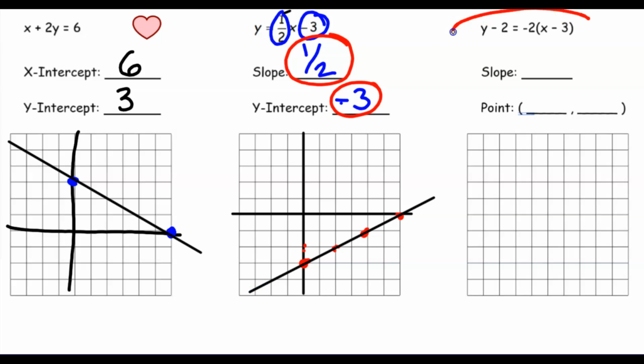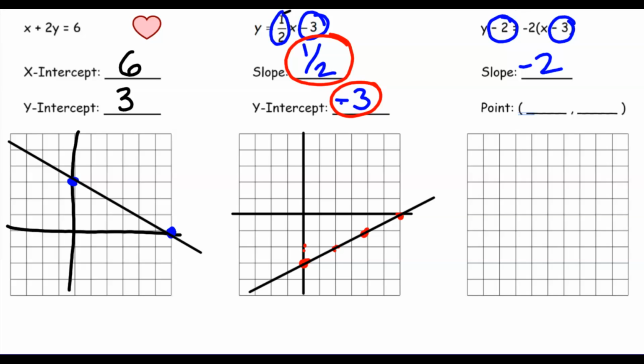The last form is the point-slope form. That means it gives you a point and a slope. So I can look at this equation and know that my slope is -2. The coordinates of the point that it passes through are given after the x and after the y.